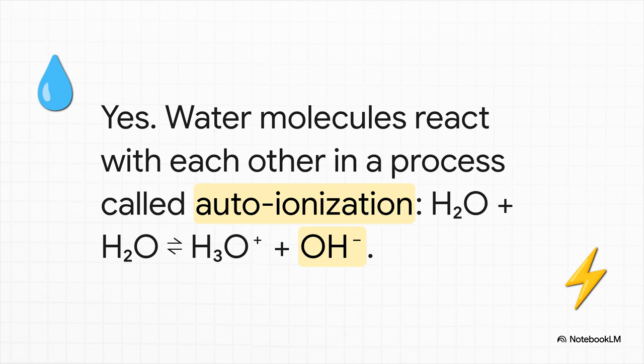What's happening is that in any glass of pure water, a teeny tiny fraction of water molecules are always reacting with each other. One water molecule donates a proton, acting like an acid, and another one accepts it, acting like a base. This creates these two ions, hydronium and hydroxide.